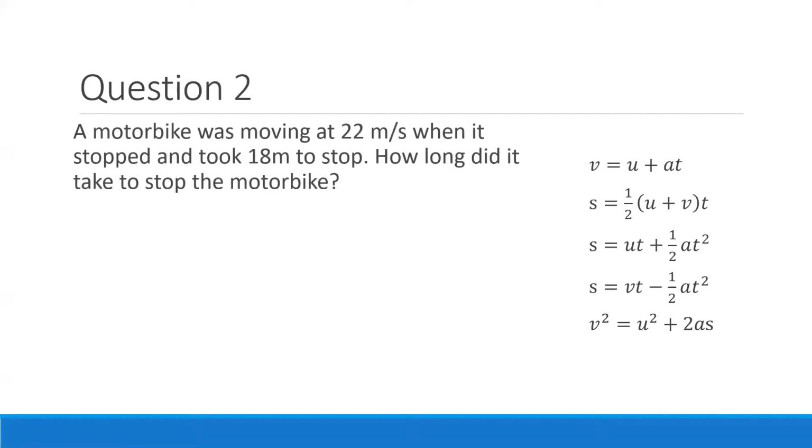A motorbike was moving at 22 meters per second when it stopped, and it took 18 meters to stop. How long did it take to stop the motorbike? Okay. So this is another one. What I want you guys to do first, before I do it, is look at this question and see if you can extract all of the important values. So the V's, the U's, and everything like that.